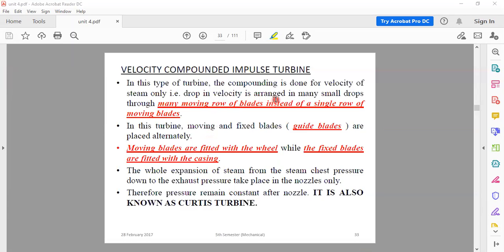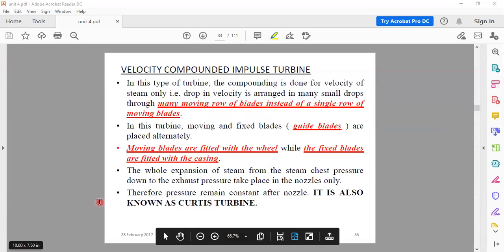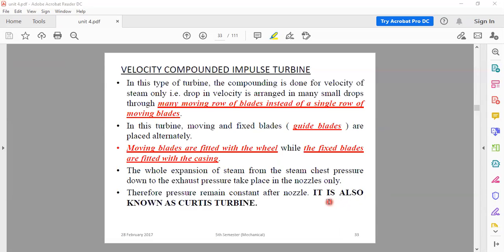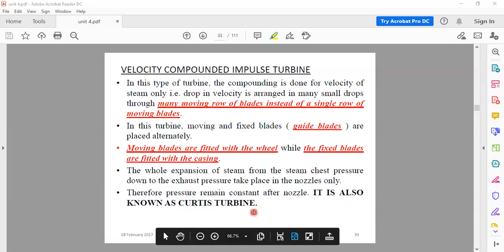That is, drop in velocity is arranged in many small drops through many moving rows of blades instead of a single row of moving blades. In this turbine, moving and fixed blades are placed alternately. Moving blades are fitted with the wheel while the fixed blades are fitted with the casing. The whole expansion of steam from the steam chest pressure down to the exhaust pressure takes place in the nozzle only. Therefore, pressure remains constant after the nozzle. It is also known as Curtis turbine.